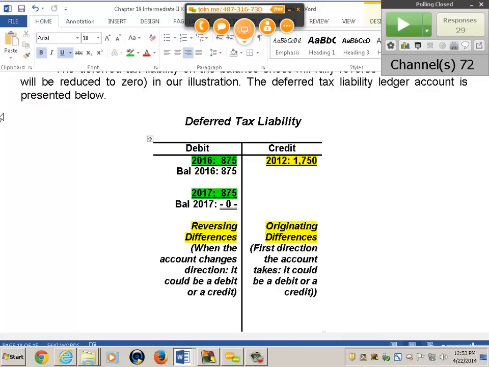All right. Now, any questions on the deferred tax liability? Any questions on this example? Any questions on the depreciation? Questions on the difference between deferred tax assets and deferred tax liabilities? Just want to make sure before we do anything else.